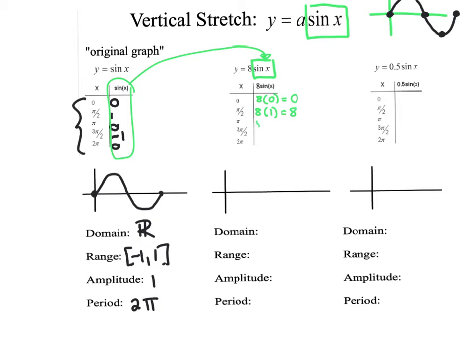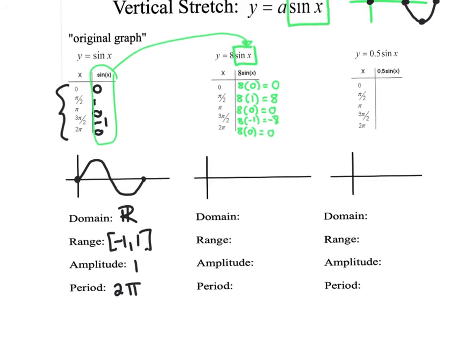Okay, the next one, we're going to do 8 times the sine of pi. Sine of pi was 0, so that's still 0 again. 8 times the sine of 3 pi over 2, that was -1. So that's going to give us a -8. And then 8 times the sine of 2 pi. The sine of 2 pi was 0, so we're right back to 0 again. So think about what's actually happening on this graph here.